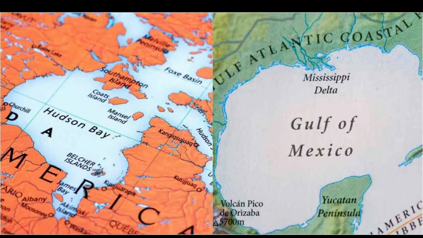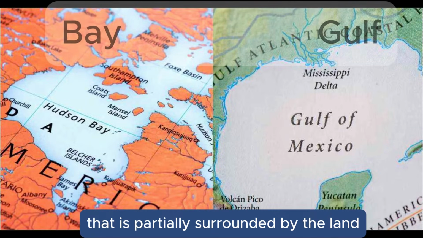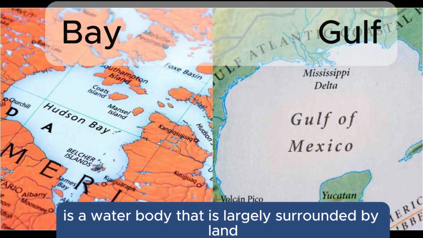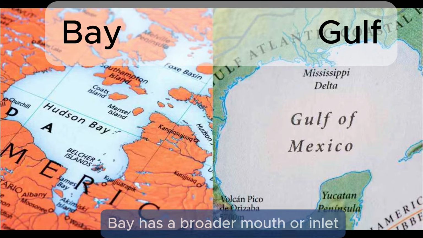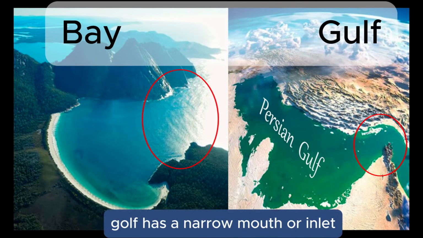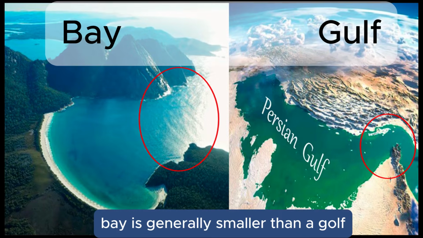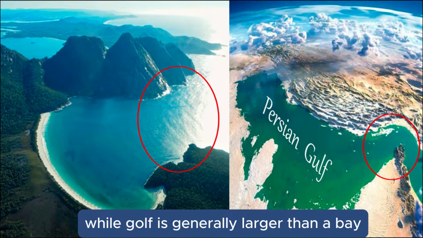Bay and gulf. A bay is a water body that is partially surrounded by land, while a gulf is a water body that is largely surrounded by land. A bay has a broader mouth or inlet. A gulf has a narrow mouth or inlet. A bay is generally smaller than a gulf, while a gulf is generally larger than a bay.